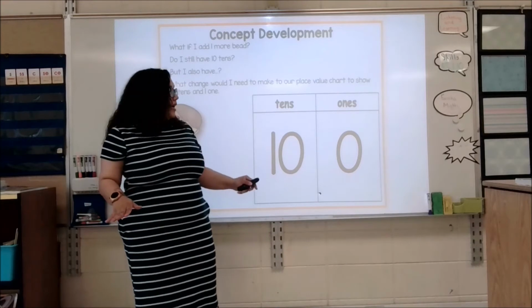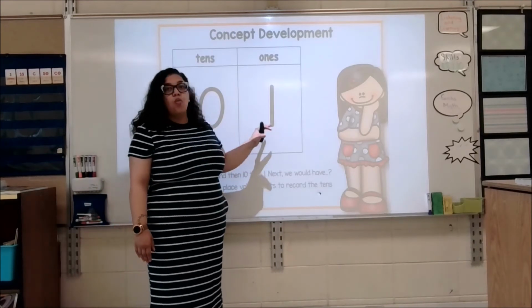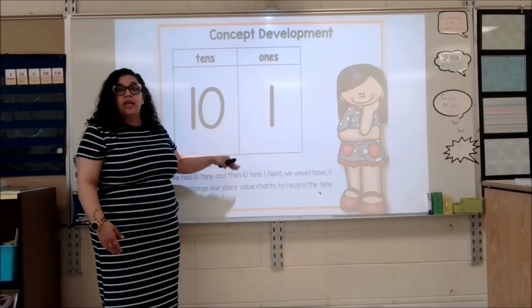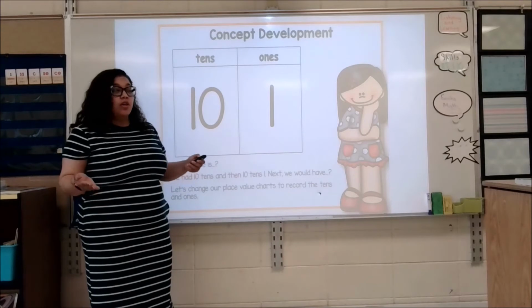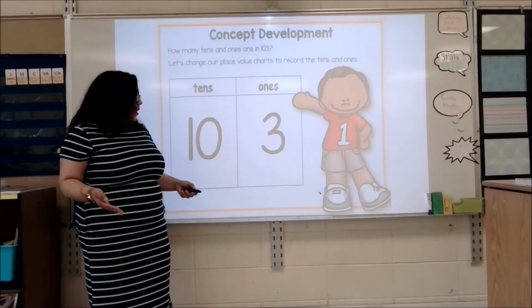So 10 tens. Well, if I add 1, then I have 10 tens and 1 one, which is 101. Then another 1, 102, 103.